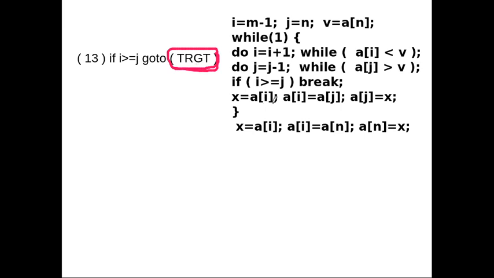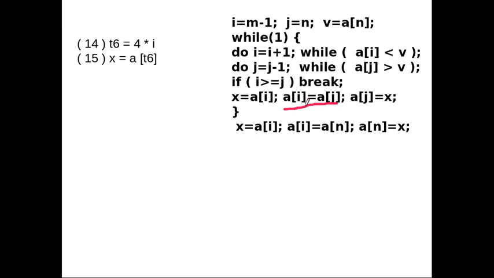Next step, x equal to A of I. First find the ith location, then A of I is assigned to x. Right. The same way here, observe, A of I equal to A of J. First know the ith index.